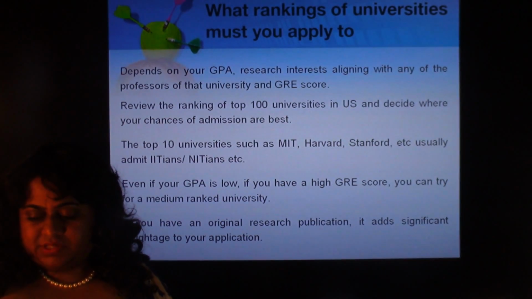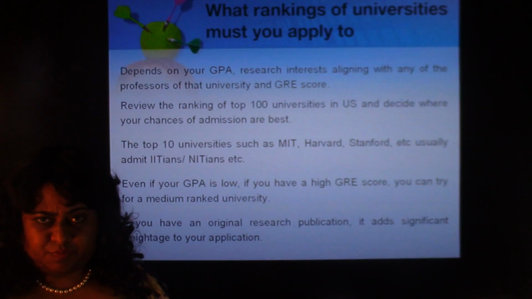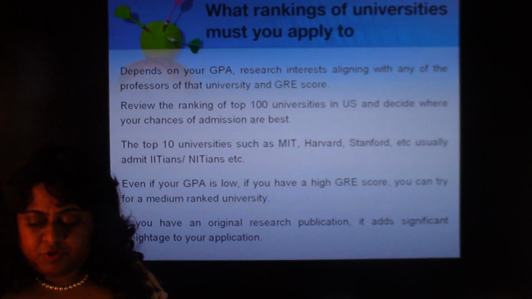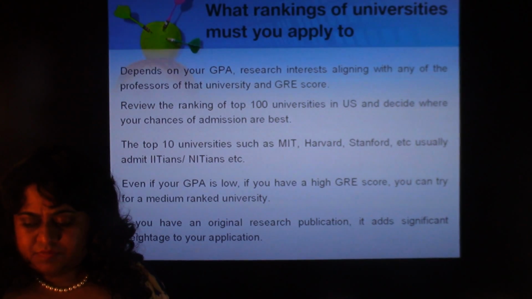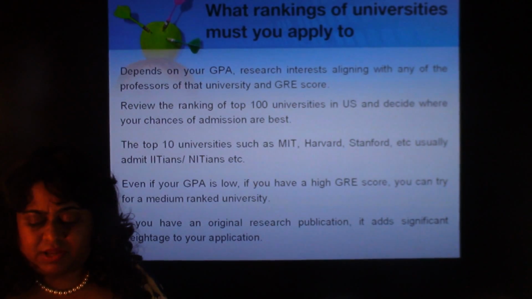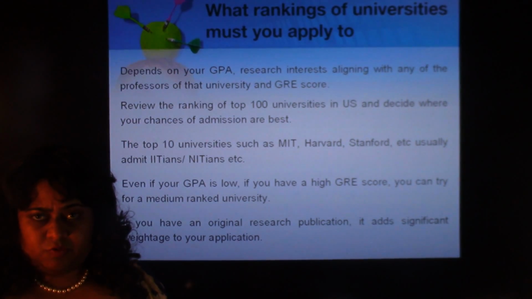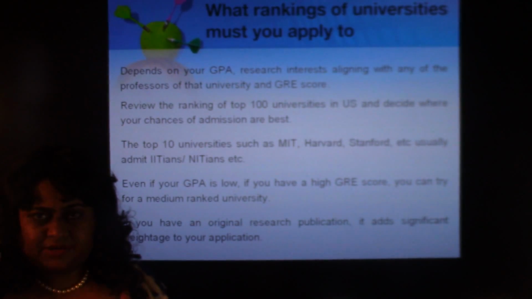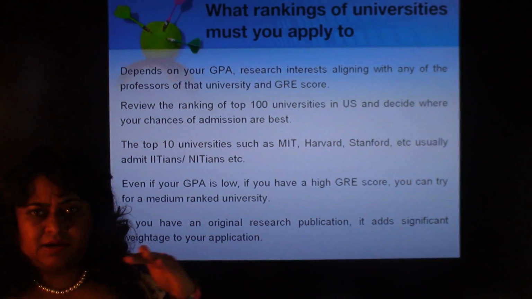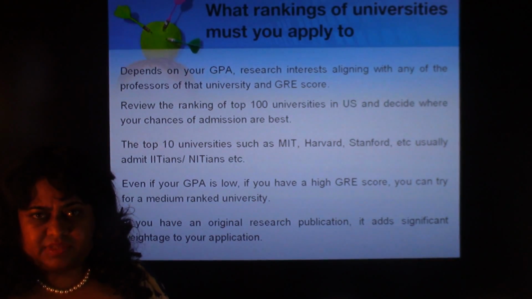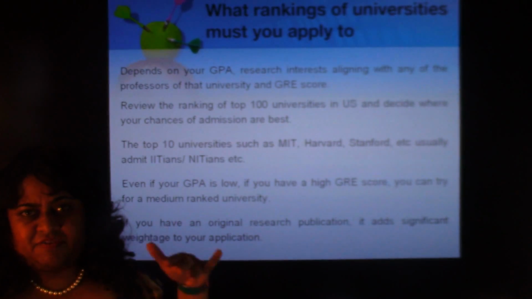So what rankings of universities must you apply to? Depending on your GPA and your research interests aligning with the professors of the university, review the rankings of the top 100 universities in different countries and different disciplines, and determine where your chances of admission are the best. Even if your GPA is low, if your GRE or GMAT score is high, it offsets the lower GPA to some extent, and you might get into a slightly above average university. And if your GRE/GMAT score is slightly low but you have a really good GPA, you can still get into an above average university.